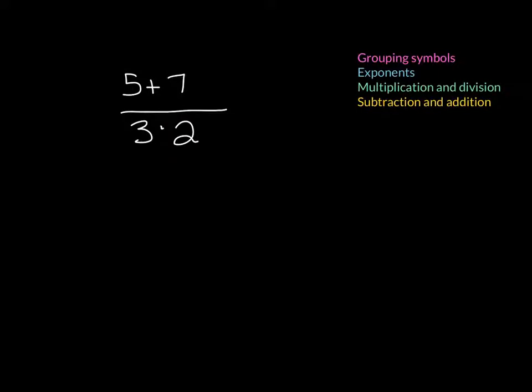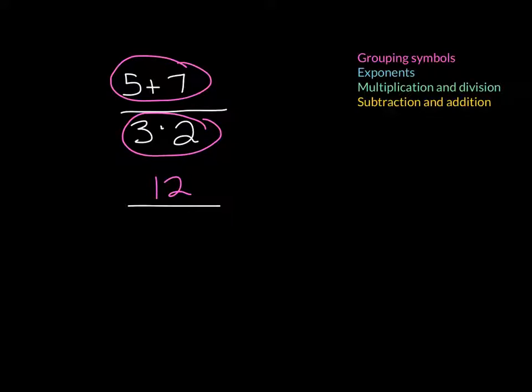Now we have a fraction bar that's acting like a grouping symbol. The numerator is a group and the denominator is a group. So the numerator, when we solve that, 5 plus 7 is 12. It's a fraction bar. And the denominator, 3 times 2 is 6. Now our fraction bar can also act as a division. So 12 over 6 can also be rewritten as 12 divided by 6, which is 2.